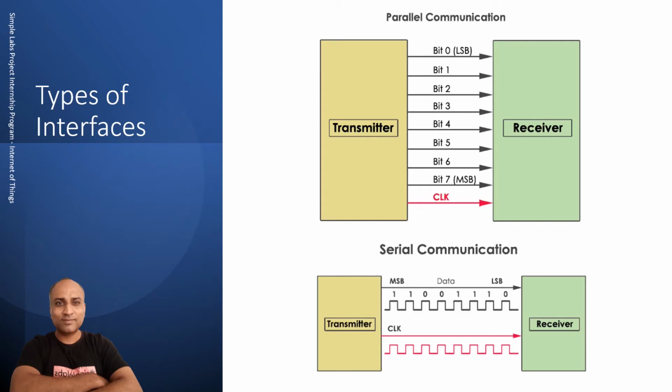Now this parallel communication was very popular long back, but it is not used much anymore. You can see that there are a lot of lines and there could be synchronization errors. Maybe when the receiver is trying to read each of these one by one, the transmitter has already changed the information, so there could be loss of information. There are a lot of challenges around parallel communication.